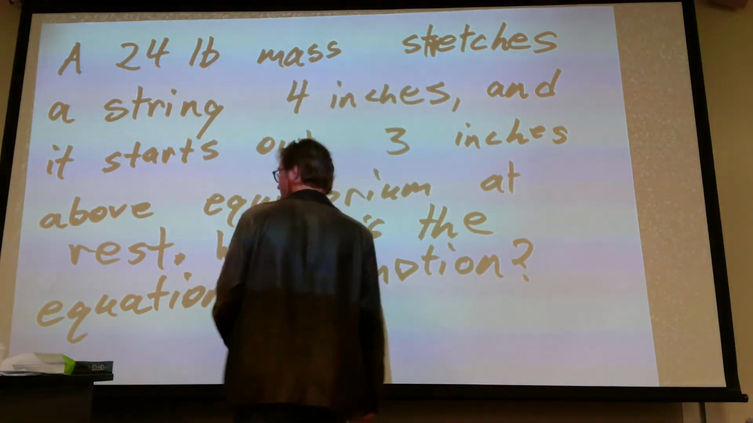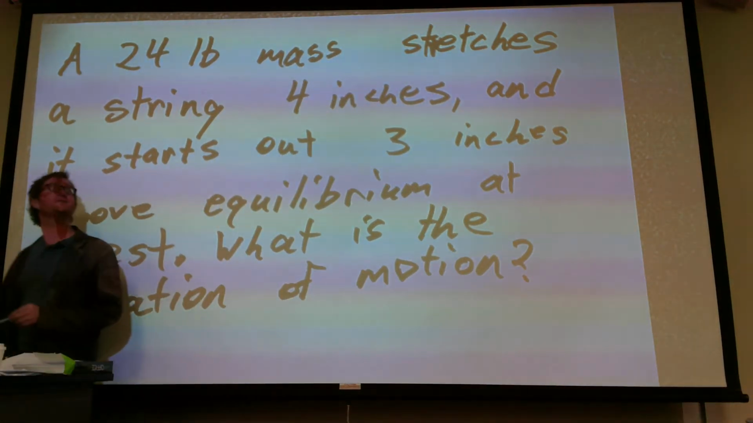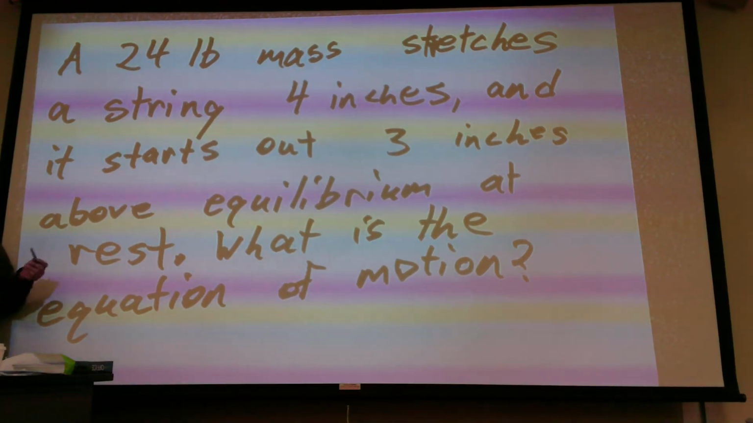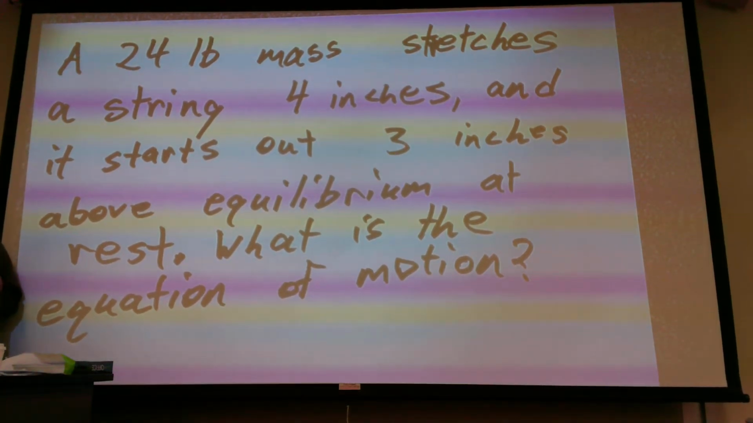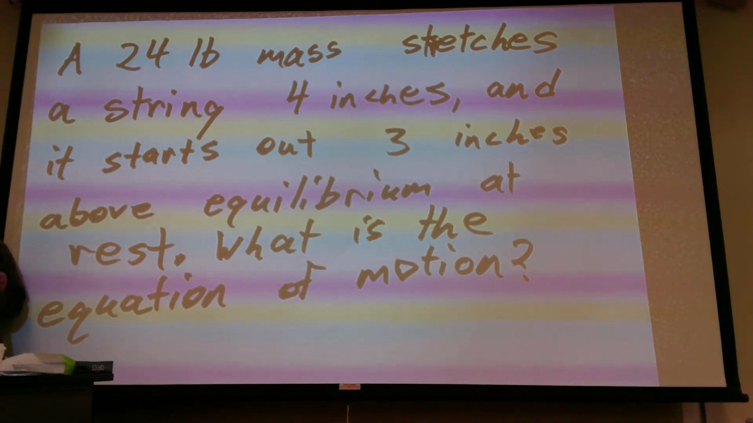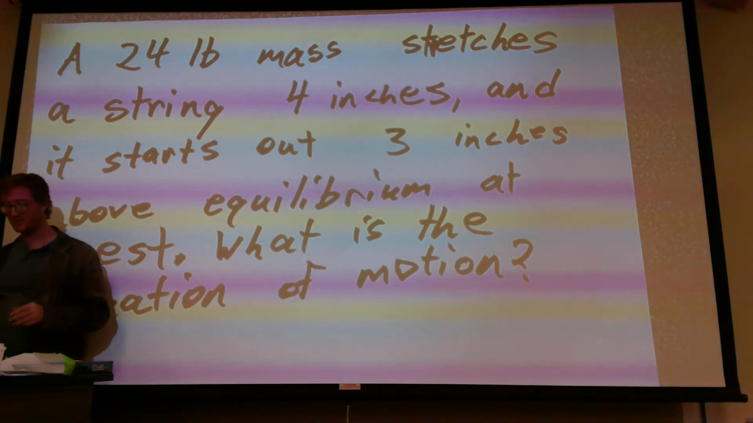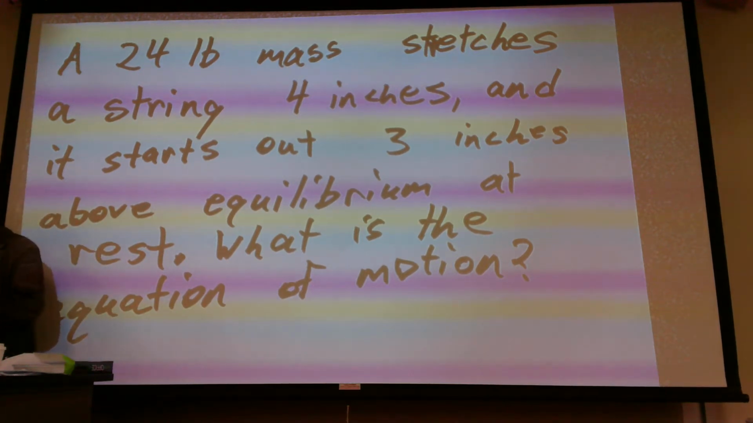Okay, so for our first example, a 24-pound weight stretches a string 4 inches and it starts out 3 inches above equilibrium at rest. What is the equation of motion? So the first thing we have to ask ourselves about this problem is what is the information that is actually given. Well, the first thing, let's look at Hooke's law. So we have 24 pounds and it stretches the string 4 inches.